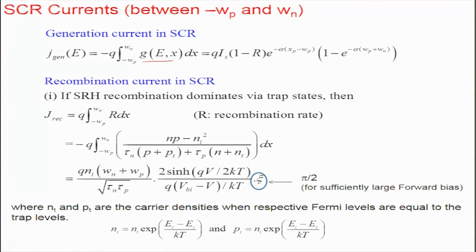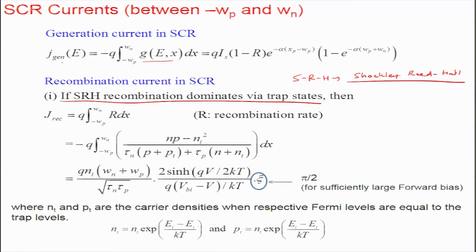Now you look at the recombination current. We assume that Shockley-Read-Hall trap-assisted recombination dominates via trap states. SRH means Shockley-Read-Hall. This is basically for trap-assisted recombination. So we are not assuming radiative recombination, we are saying it's a non-radiative trap-assisted recombination. Then J recombination is q integral from minus Wp to Wn of R dx.